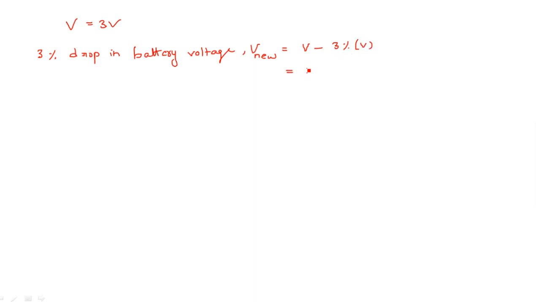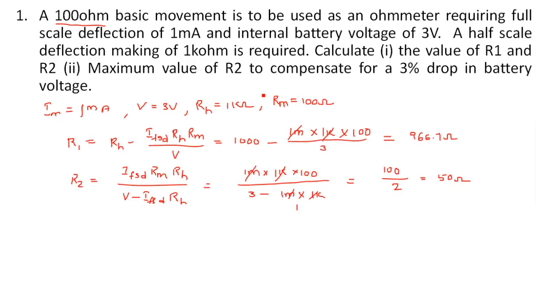That is equal to 3 minus 3% of 3. 3% of 3 means 3 by 100 into 3. That is equal to 3 minus 0.09. 3 minus 0.09 is approximately equal to 2.91 volts. It is the new value of V, that means after reduction of 3% voltage drop. Now in this, he has asked to calculate the value of R2 only, not R1.